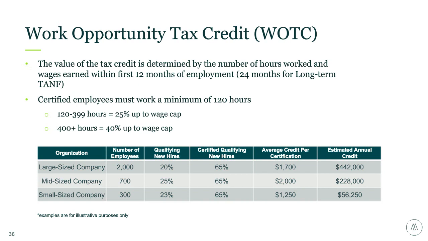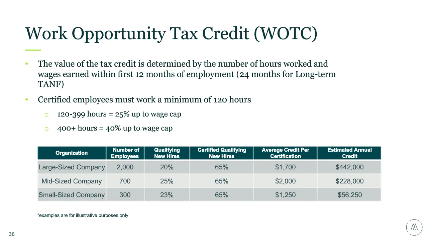If they work between 120 to 399 hours, the credit is 25% up to the wage cap for the target group. And if they work 400 or more hours, the credit is 40% up to the wage cap for the target group. This can be a very beneficial credit for businesses in the healthcare industry.